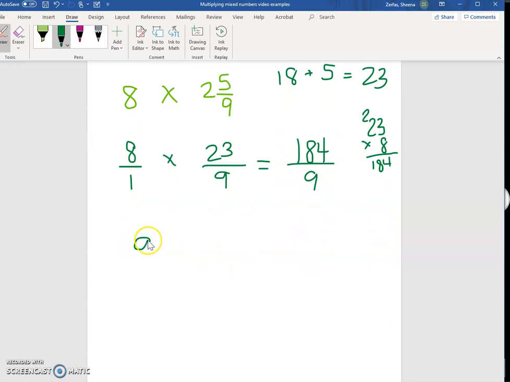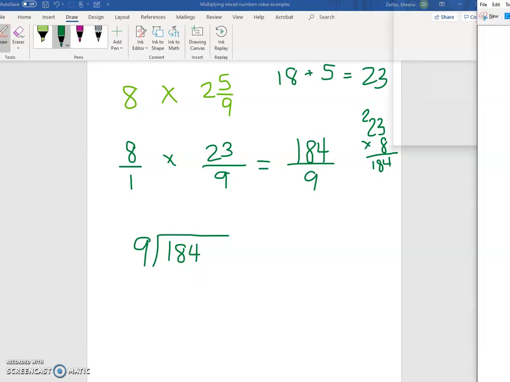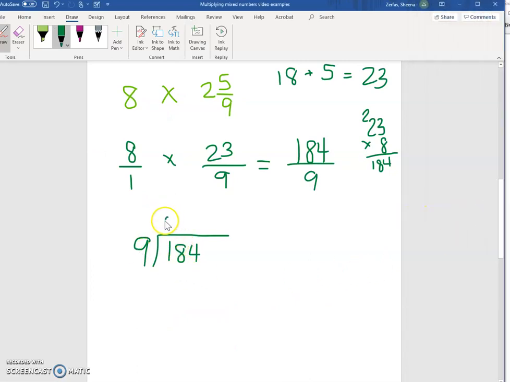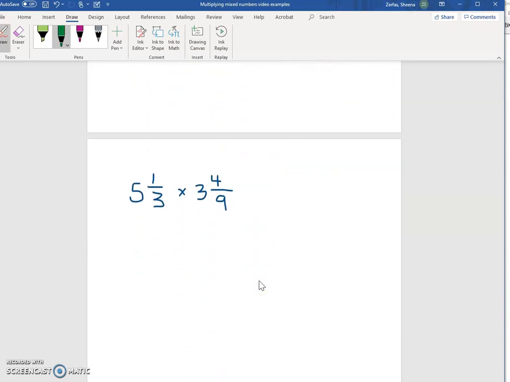To do that, 9, the denominator, is outside. And so we're going to go back to our division steps. 9 can't go into 1, 9 goes into 18 2 times. 9 times 2 gets subtracted, and we can see on this one, 9 can't go into 4. That 0 placeholder is really important, and so back to a simplified answer. 20 is the whole number with 4 ninths left over.